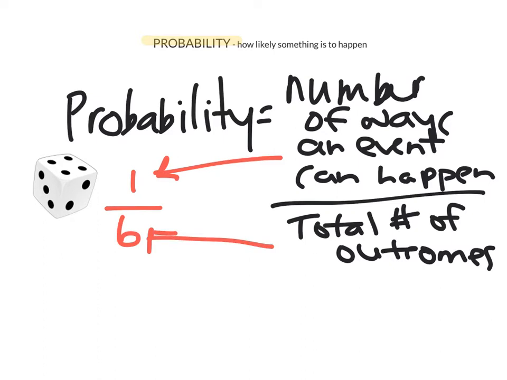Or I could ask you something like, what's the probability of rolling an even number on the die? So a 2, a 4, or a 6. In that case, there are 3 even numbers. So that's the number of ways the event can happen. And again, there are 6 possible outcomes on the die. So you would say that the probability of rolling an even number is 3 out of 6, or 3/6, or 1/2.